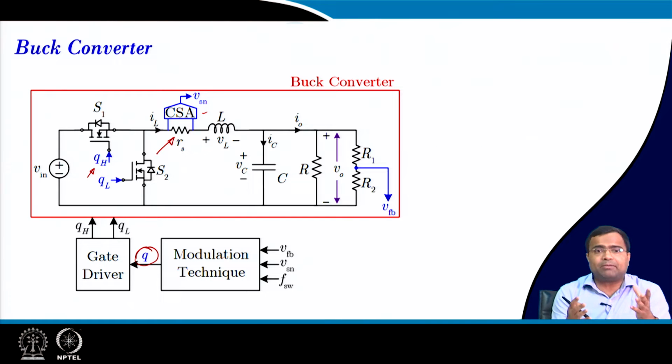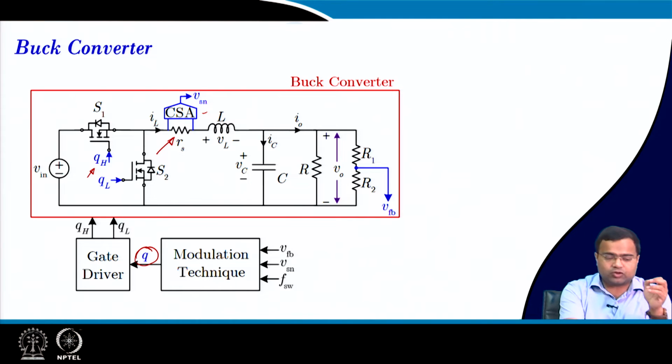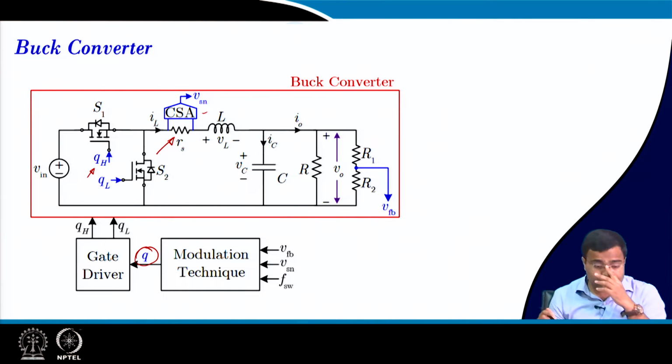But in a practical buck converter or any DC-DC converter, we need to consider some dead time. That means there should be a time gap between the turn off of the low side FET and the turning on of the high side FET. Otherwise there will be a shoot through operation, and it may short the supply to the ground.